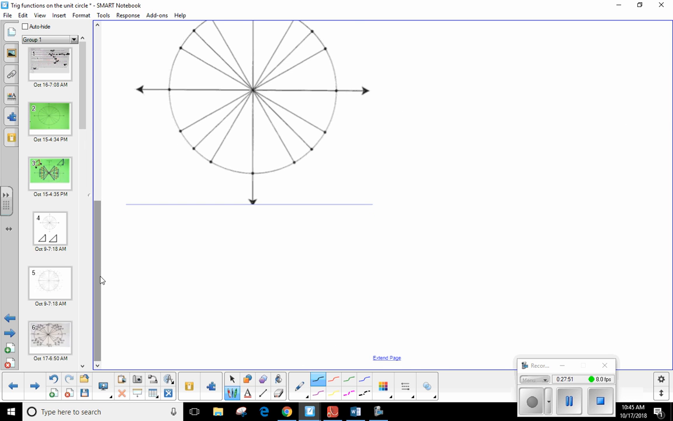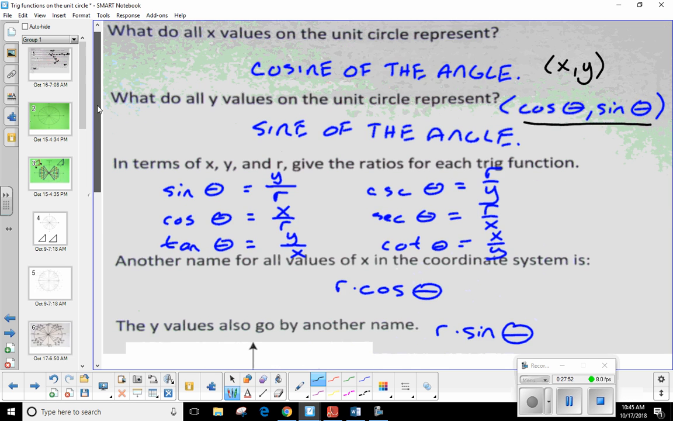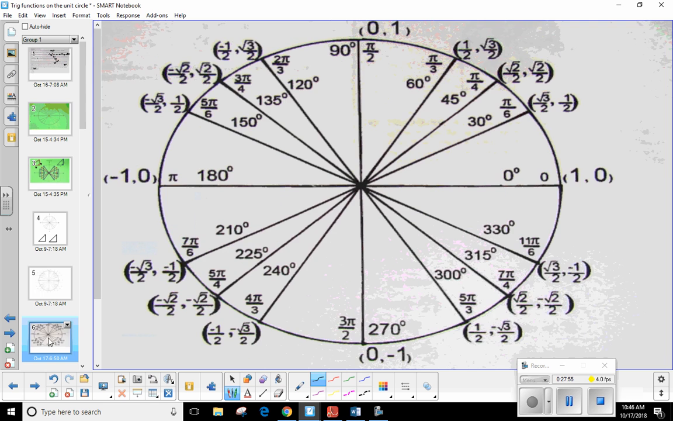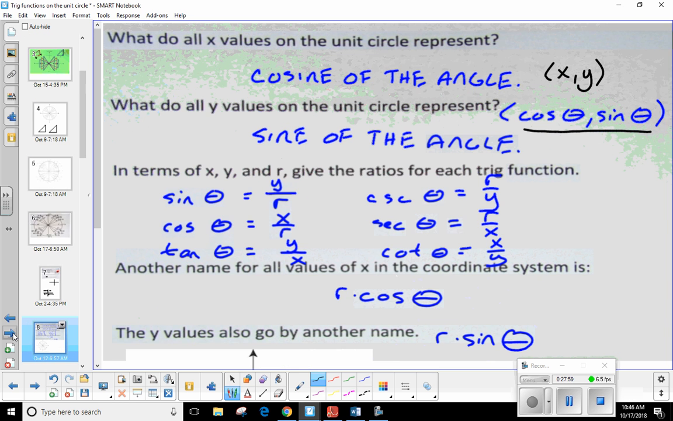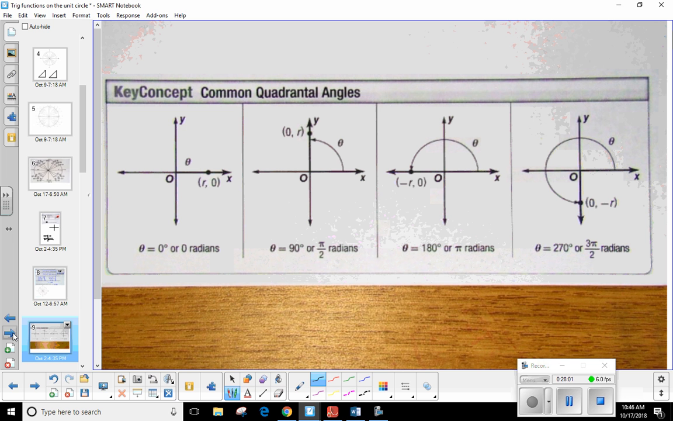Well, let's do this. Let's see here. What was a quadrantal?